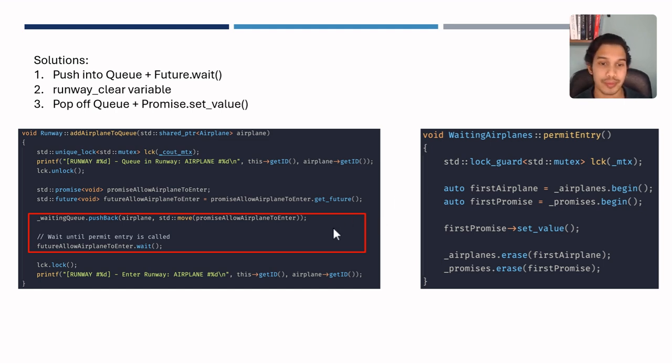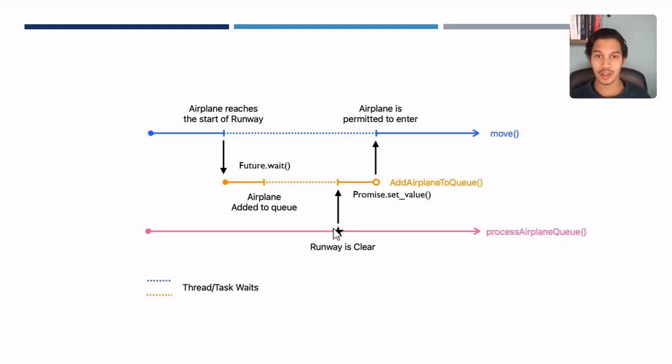As we can see in this thread diagram, the lines are the threads. The move function is the airplane main function. The process airplane queue is the runway main function. As we can see from the move function, we call future.wait, which blocks the function. It only resumes the move function once promise.setValue is executed. Promise.setValue is executed only when the runway is clear, which is a signal we get from the process airplane queue.